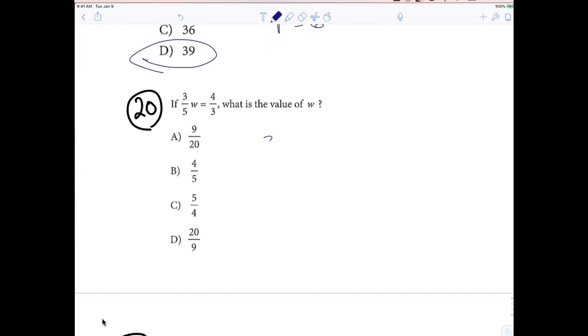Here's your equation. 3/5 W equals 4/3. Now, the reason most people can't do this is because they don't know how to handle fractions, but we do. How do I solve that? Very good. You do the reciprocal. What's the reciprocal? Very, very good. 5/3 times 4/3.